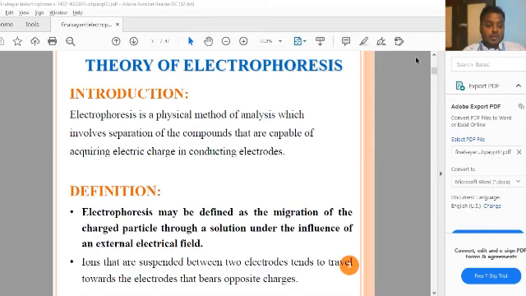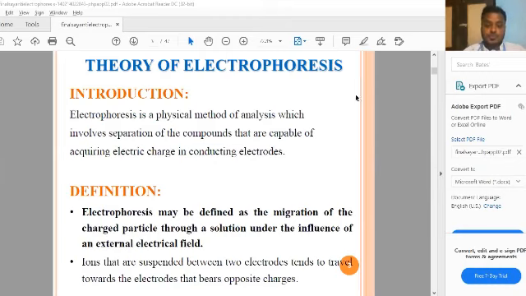It is one of the physical methods of analysis which involves the separation of compounds that are capable of acquiring an electric charge in conducting electrodes. A positively charged particle, such as a proton, can move to the negative side.